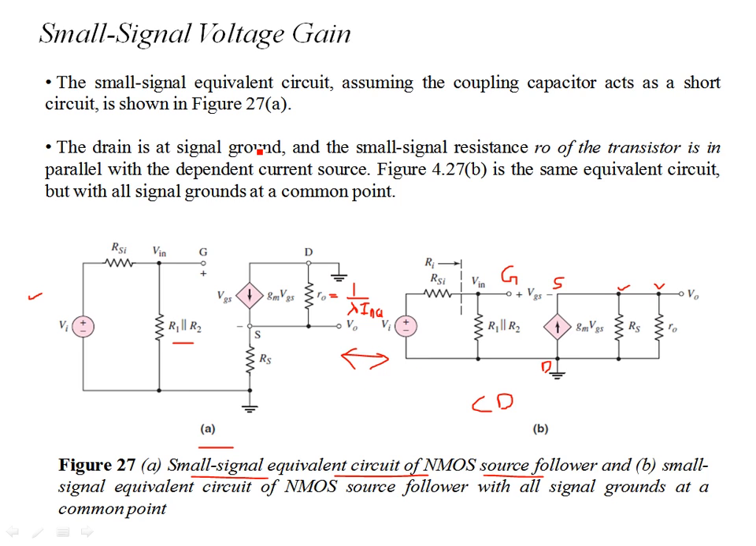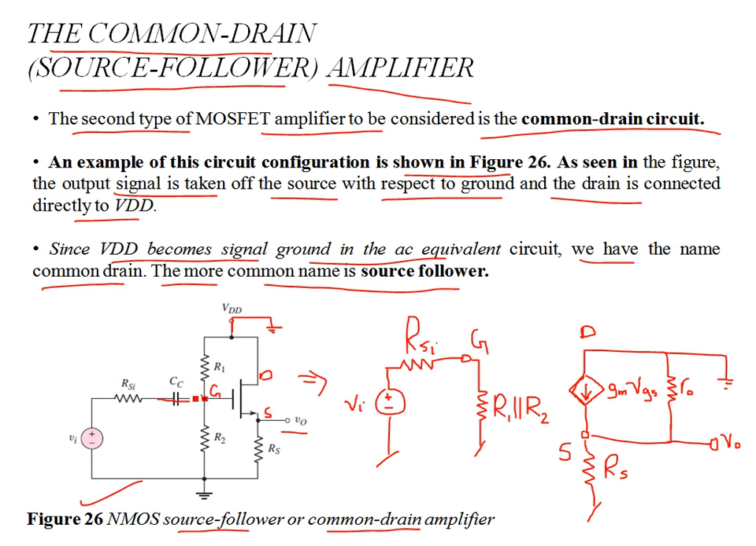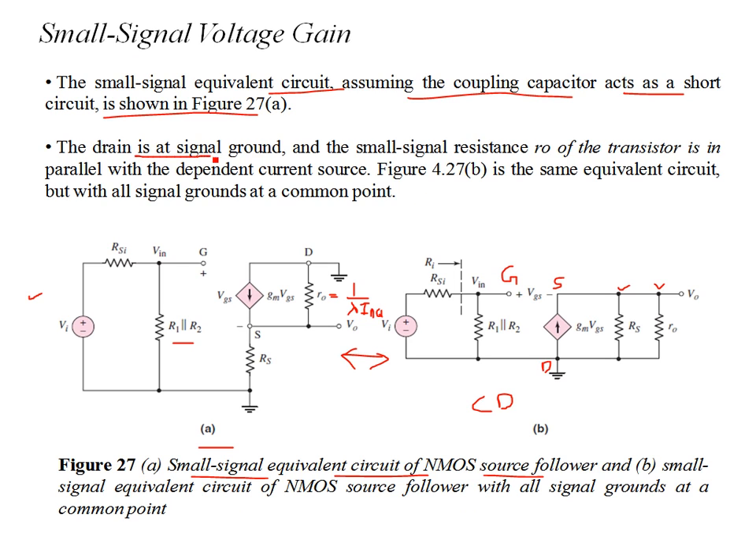The small signal equivalent circuit, assuming the coupling capacitor acts as a short circuit, is shown in 27A. So we are not considering this coupling capacitor CC, it's a short circuit. So the drain is at the signal ground. The drain, as you can see now, is at the signal ground.